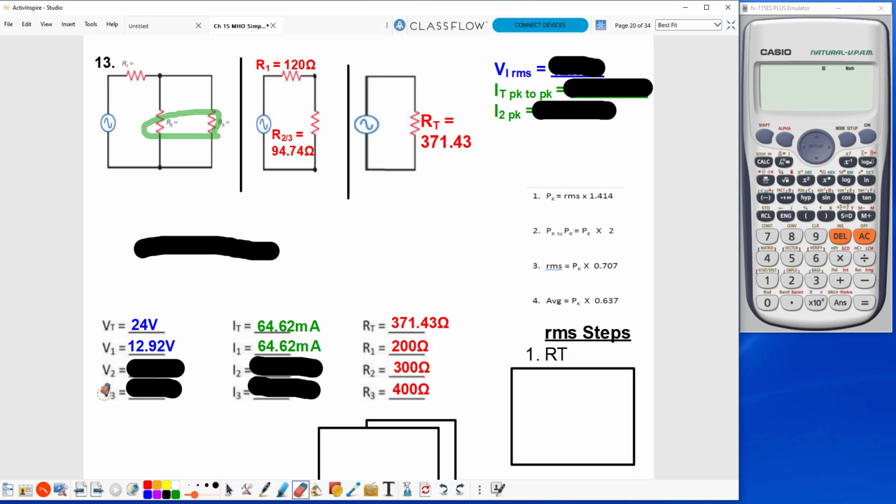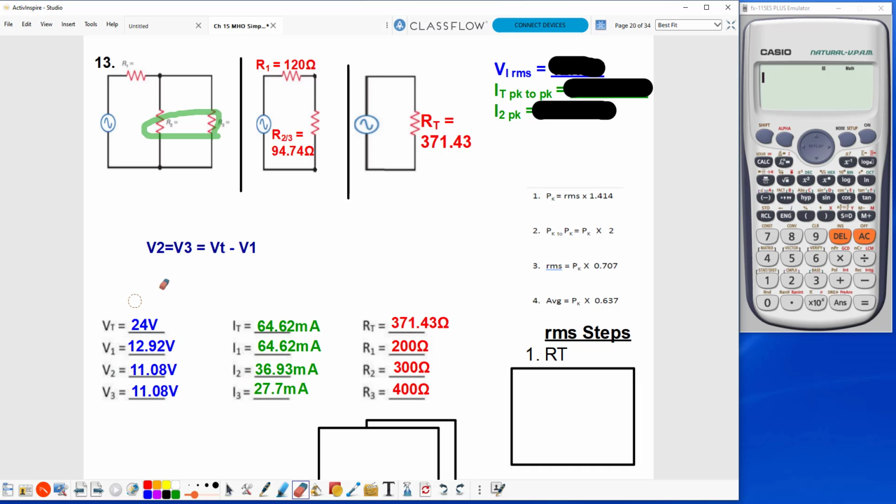Alright, the value of V2 and V3 will be the same because they are in parallel, but they can't both get 24 volts because we've already dropped 12.92 volts at V1. So we'll use this equation: V2 will equal V3, which will equal the VT minus V1. So we simply subtract V1 from VT, and that gives us the amount of voltage that is across both V2 and V3. Alright, so now we've got 2 out of 3 to find I2. We've got 2 out of 3 to find I3.